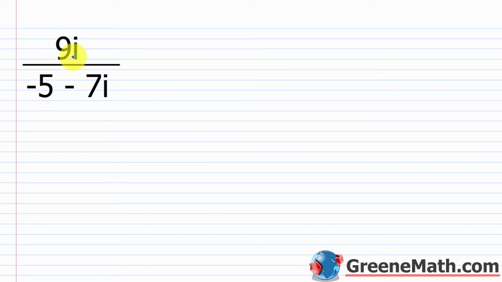So we have 9i over -5 minus 7i. So I want to get rid of this guy right here because it represents a radical of square root of -1 in the denominator, okay? So what I'm going to do is multiply the numerator and denominator by the complex conjugate. So it's the same concept. I'm going to take this guy right here, the -5. I'm going to take this guy right here, the 7i.